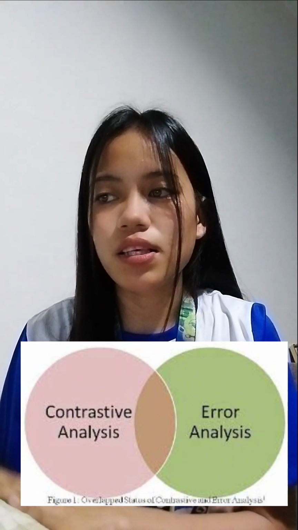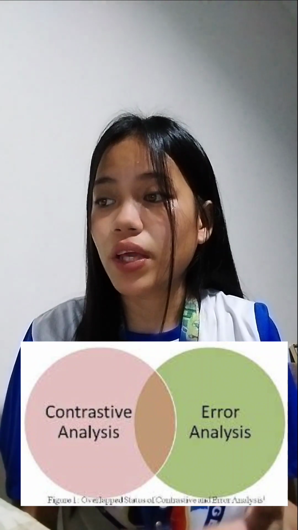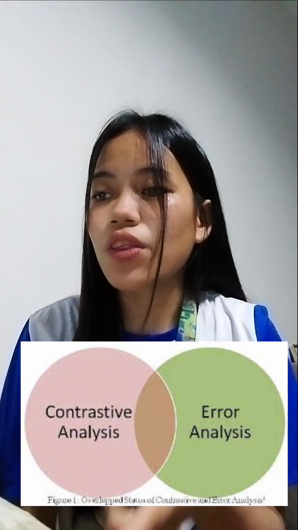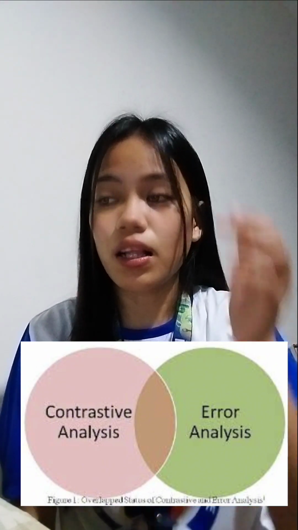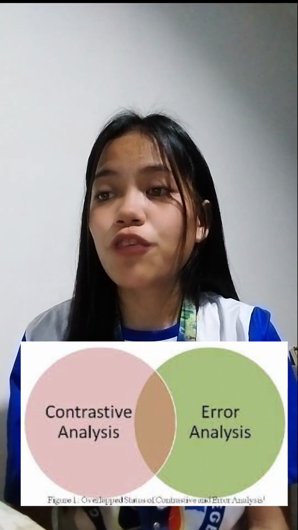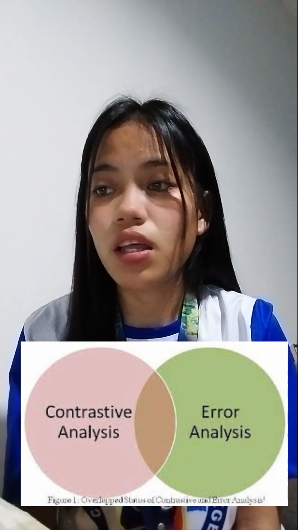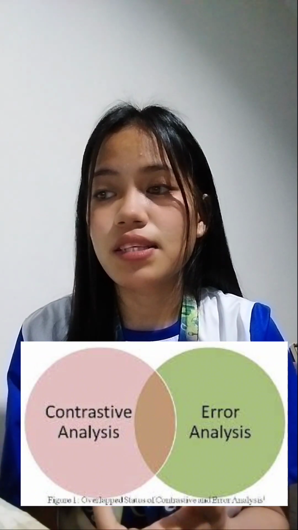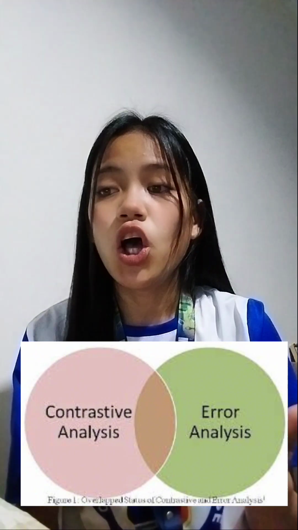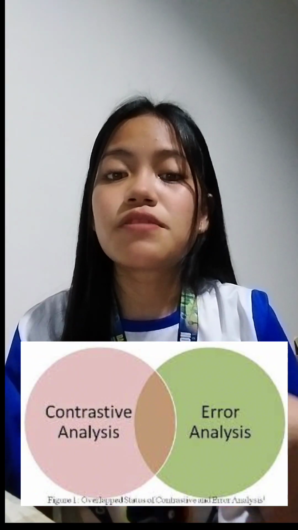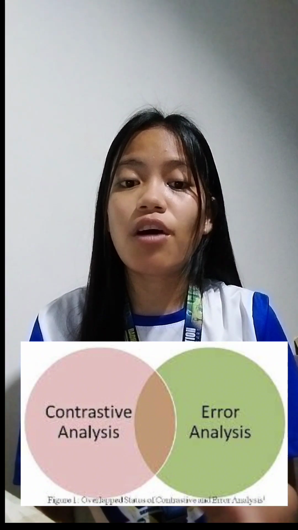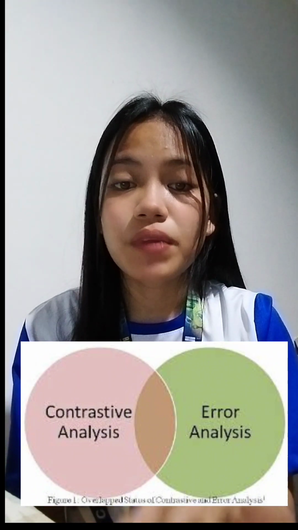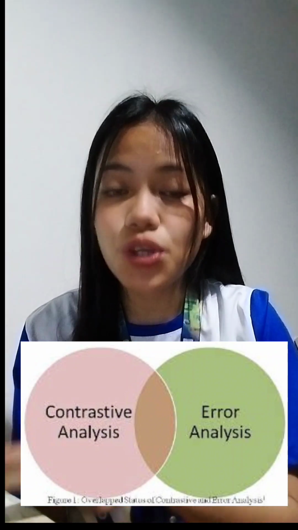So contrastive analysis primarily focuses on comparing the linguistic structures of the learner's native language, L1, and the learner's target language, which is the L2. So it predicts areas of difficulty in L2 acquisition. So by identifying similarities and differences between L1 and L2, contrastive analysis aims to anticipate potential challenges learners may face. So as I've said earlier, in contrastive analysis, it mainly focuses on the similarities and differences of the learner's native language and the learner's target language, which is the L2, right?